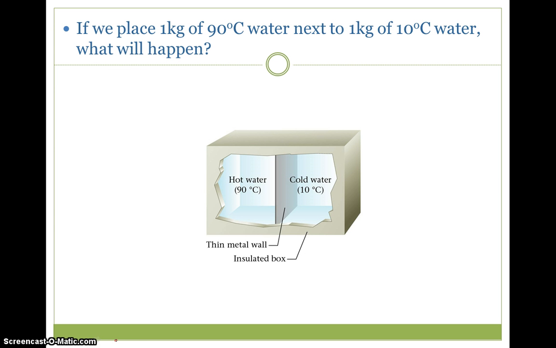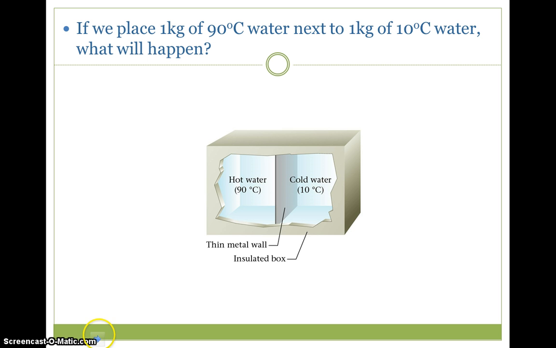So let's look at an example. I have an insulated box right here, which basically just means no heat can get in and no heat can get out. So everything's trapped inside my box. I have a sample of hot water at 90 degrees Celsius next to a sample of cold water at 10 degrees Celsius, separated by a metal wall. The reason we have the metal wall is because we know that it will conduct heat. So it's going to allow these two samples to interact with each other.